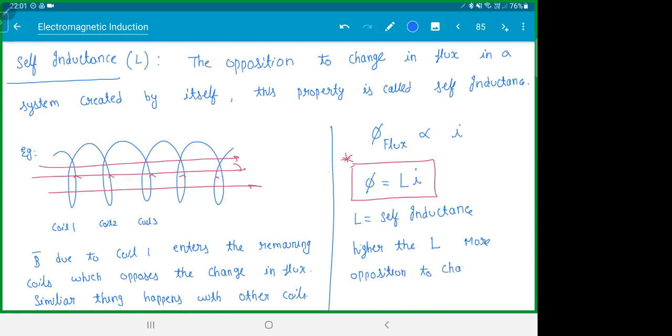So if there are two systems, one is small L and one is 100 L, the 100 L system is more difficult to change the flux in. Have a look at this. That's the basic definition of self-inductance.